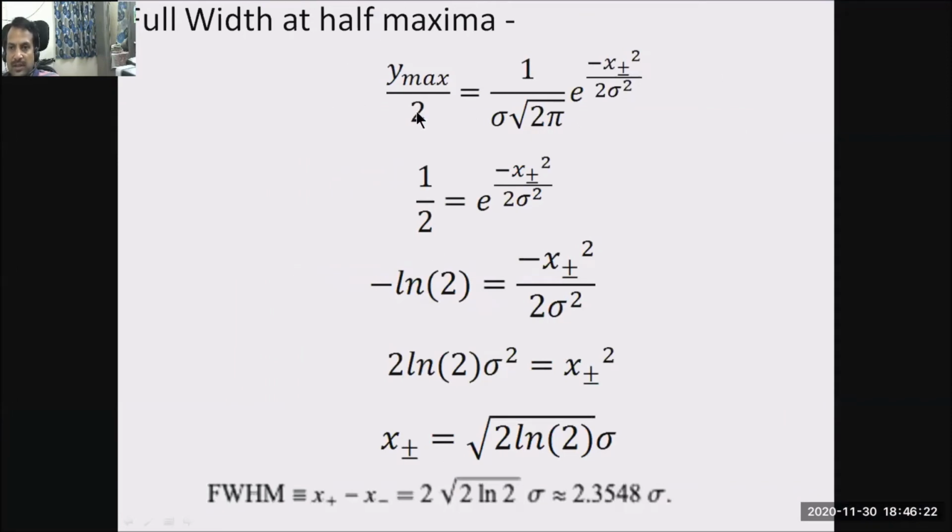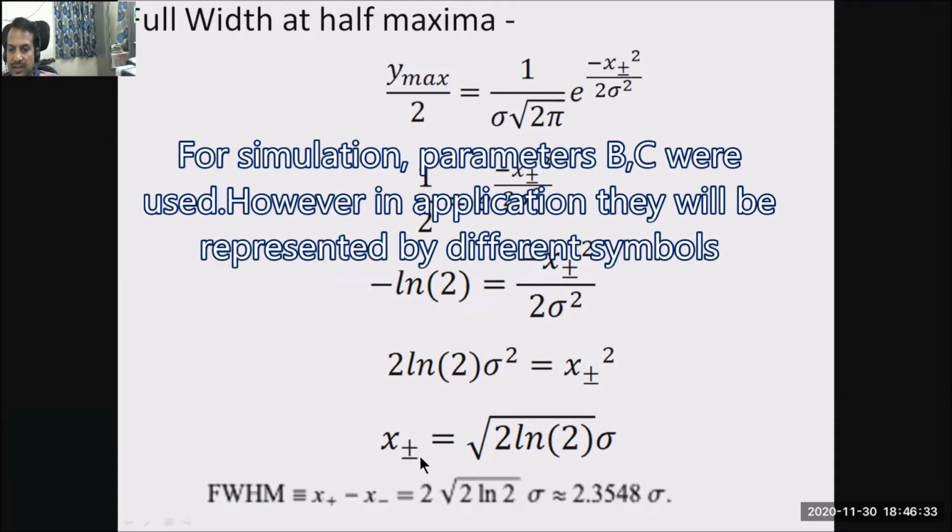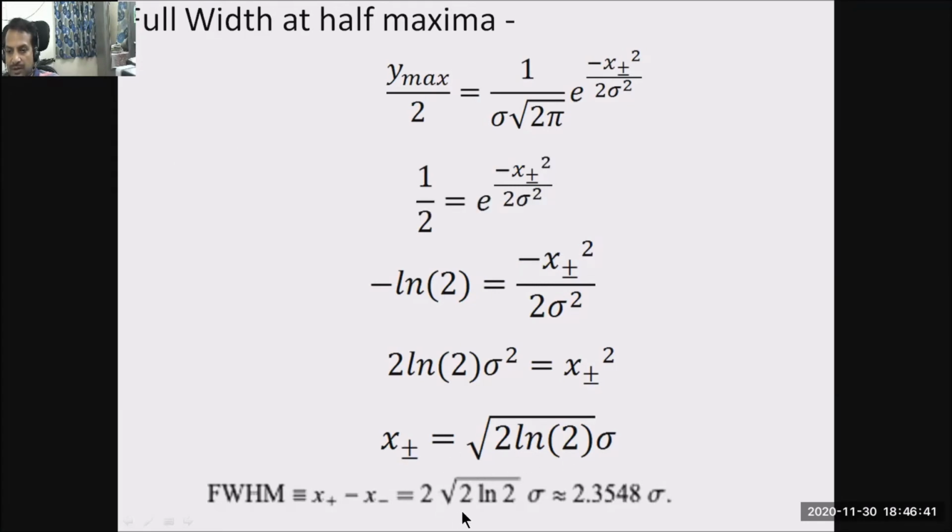Now this is what full width half maximum means. At what value of x, since there are two values, x plus minus, y max by 2, and we can derive and show that the value from the center is root of 2 ln 2 times sigma, and the full width half maximum will become twice root of 2 ln 2 sigma. That is c. Sigma stands for c in this equation.